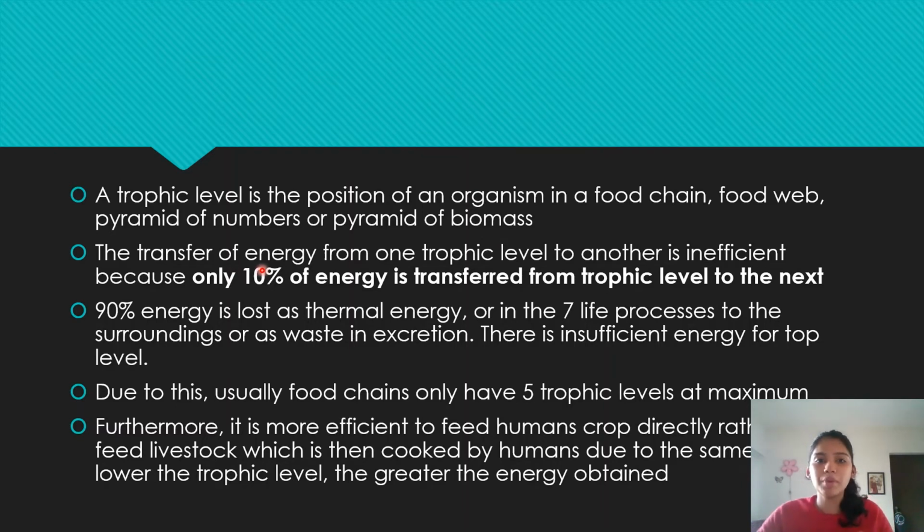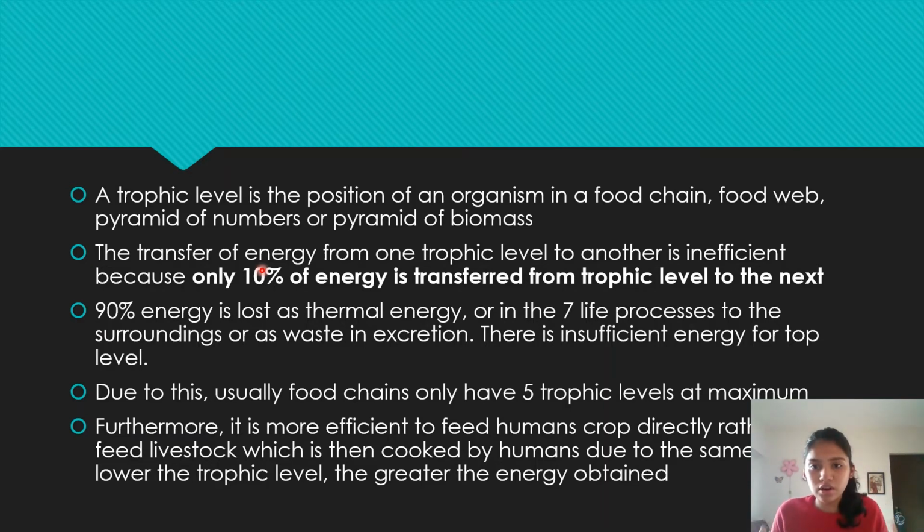Okay. Now basically the transfer of energy from one level to another is inefficient. What does it mean? It means that all of the energy that is present in one trophic level will not be transferred to the next trophic level. So only 10% of the energy that is present in one level is transferred to the next trophic level. Now, why does this happen? It is because 90% of the energy present in a trophic level is lost as thermal energy to the surroundings or via the 7 life processes in the organism.